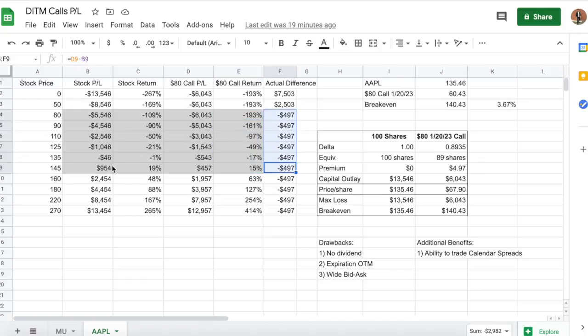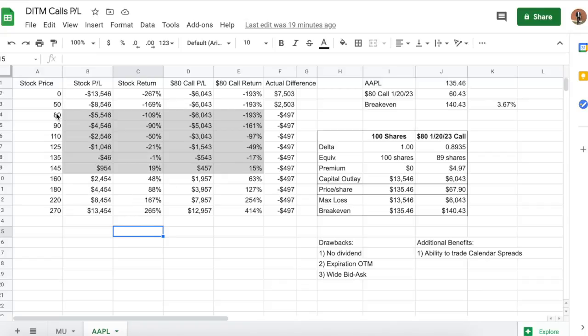So would you rather lose $46 or $543? Obviously, you're going to pick 46. Would you rather make $954 or $457? Obviously, $954. So that is the highlighted zone. You're quote-unquote worse off. I haven't brought in leverage or time value of money or anything like that. This is a very conservative profit and loss statement. I didn't want to overcomplicate it, but that is kind of the zone you're looking for.